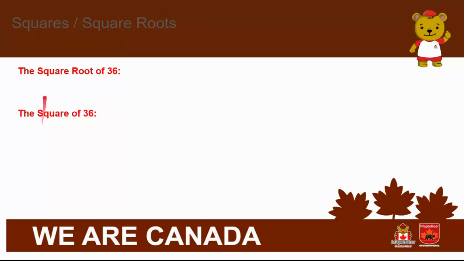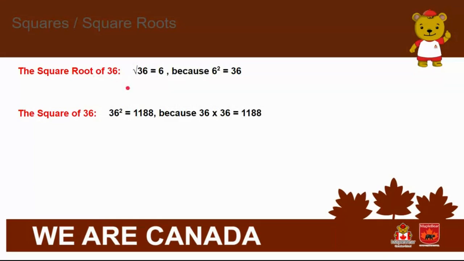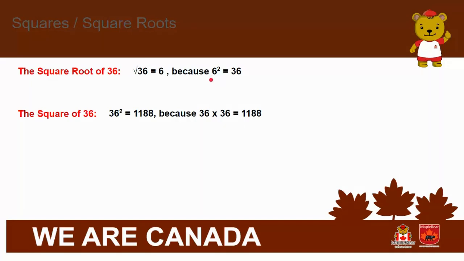Square root and square. I want you guys to pay a lot of attention to those two words. What's the difference between them? What if I want to calculate the square root of 36? How am I going to do it? I'm looking for the square root, that sign that looks like a V, and you draw a line here. So the square root of 36 is equal to 6. Why? Because 6 squared is equal to 36, or 6 times itself is equal to 36.